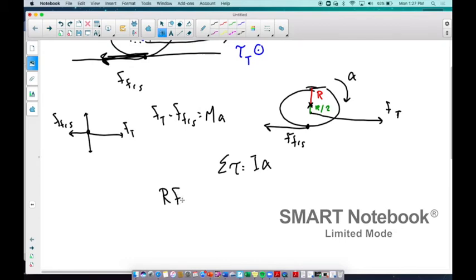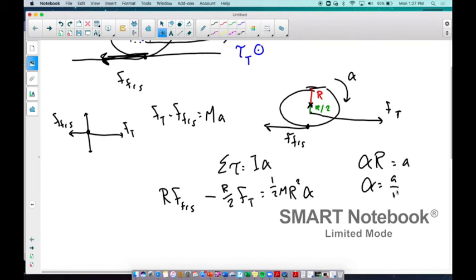So R times the force of static friction minus the torque due to the tension force, which is going to be R over 2 times the force of tension, equals I, and of course the I for a disk is 1/2 mr squared times alpha. And then again, we know that alpha R is equal to A, therefore alpha equals A over R. We could sub that in here, and then we could begin to solve for our variables.